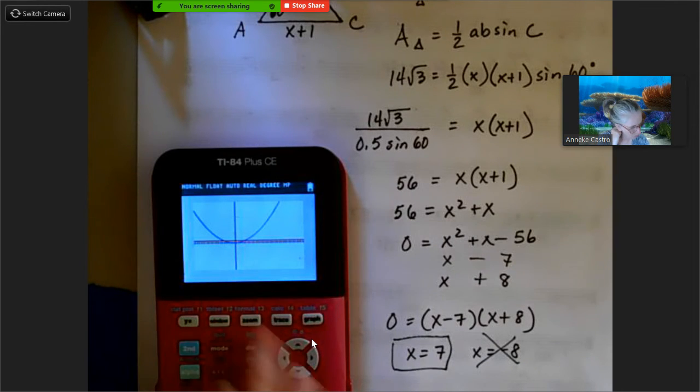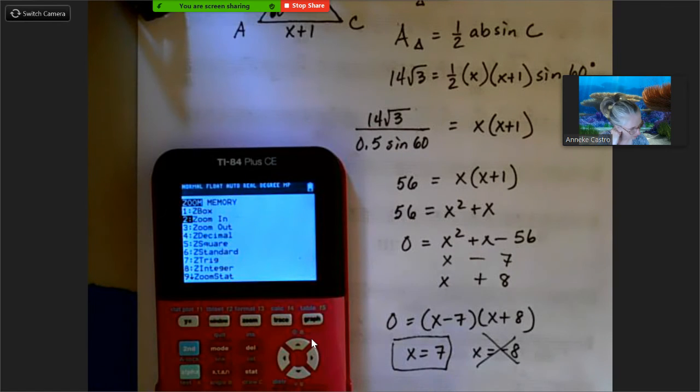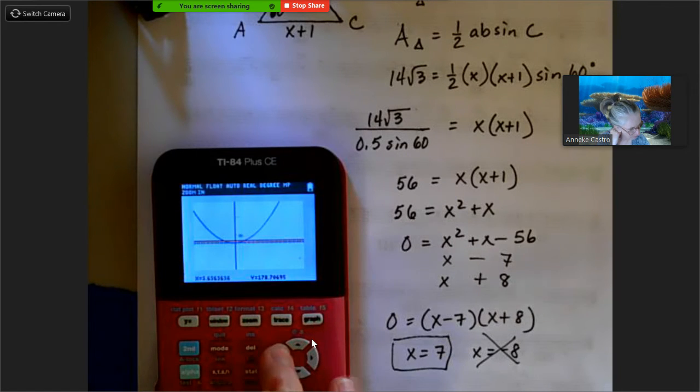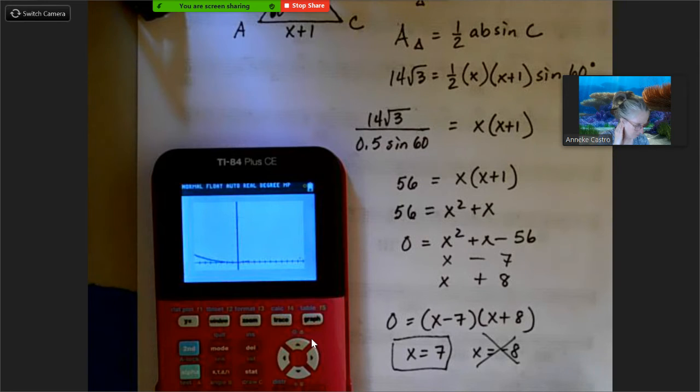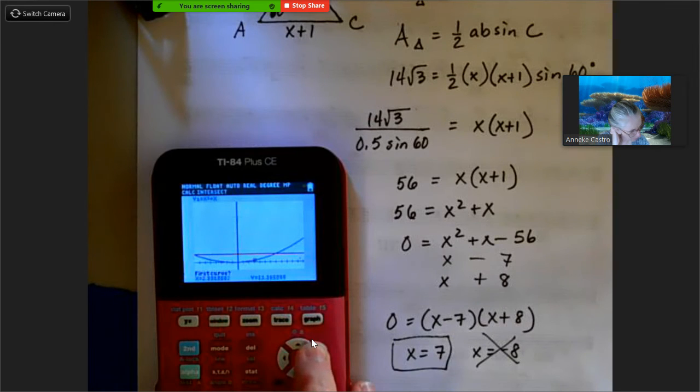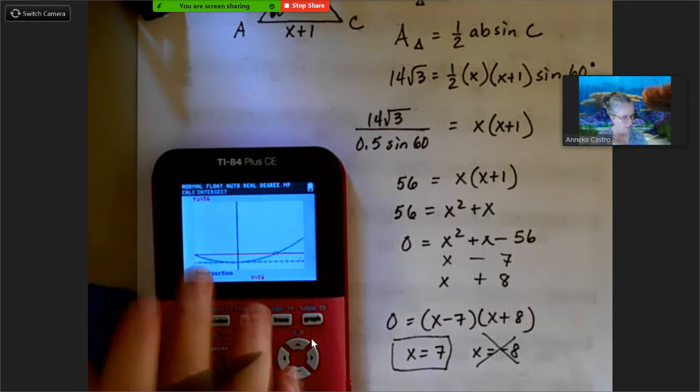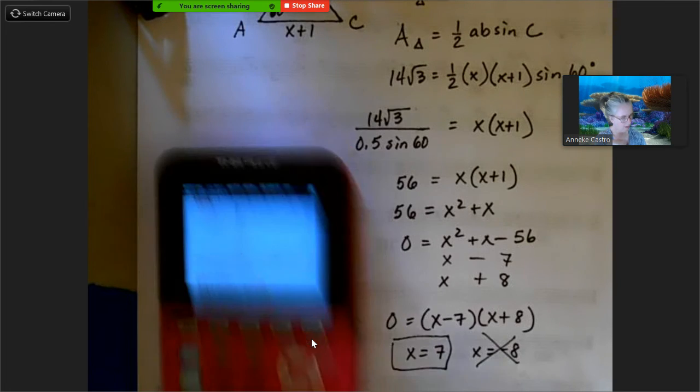I could zoom in on this, make it a little bit nicer to see. All right, so there's the intersection we want. So second, calculate, and I want intersection, and I'm going to go a little closer to it. First curve, enter. Second curve, enter. Guess, enter. And look at that, x equals 7. It says it right there. All right, so a couple ways we could have done this problem, using technology or the old-fashioned way, factorizing.